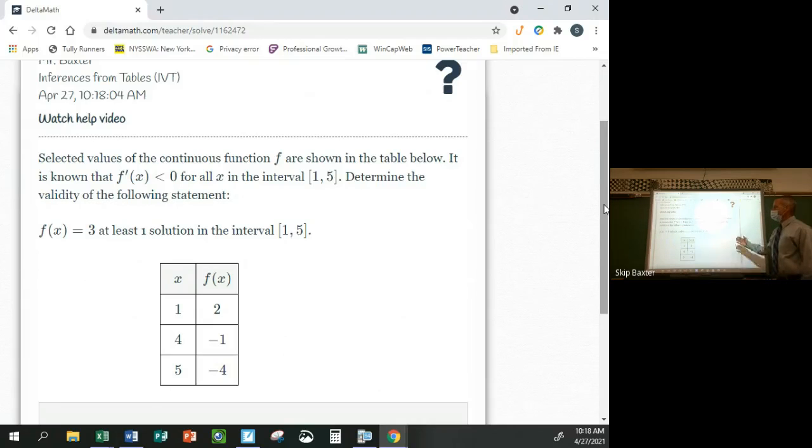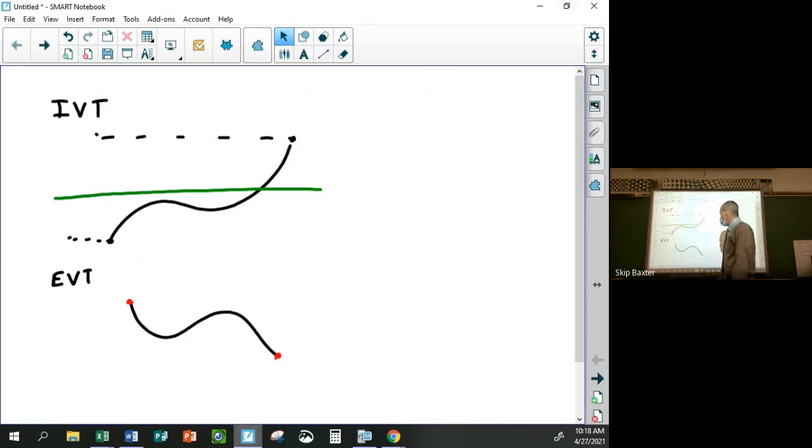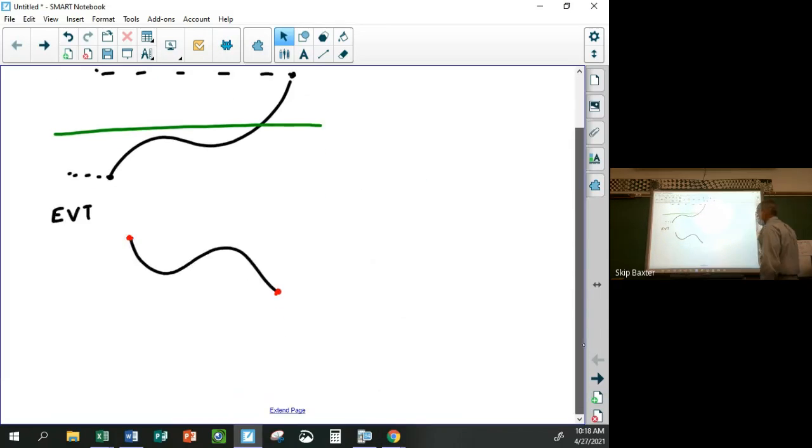So they're saying you have this continuous function. That means that the intermediate value theorem works. And it says, oh, that's weird. It says it is known that f prime of x is negative. Oh, nobody knows what that means, do you? Oh, that's a problem. All right, so let's just talk about that for a second.